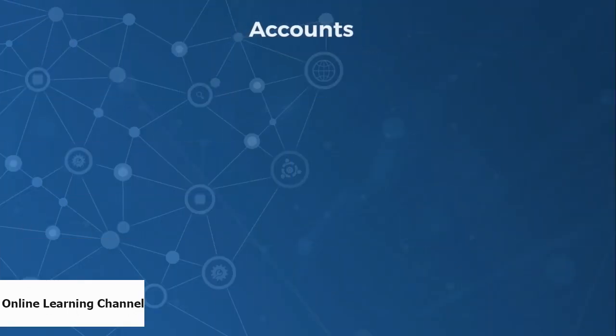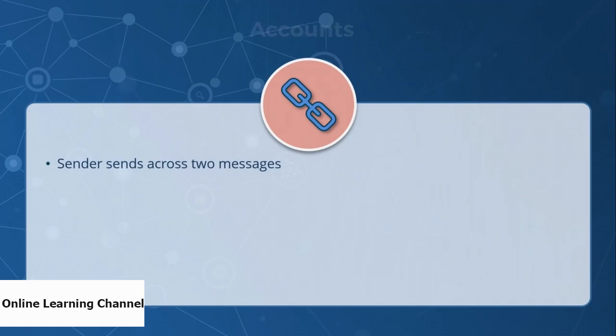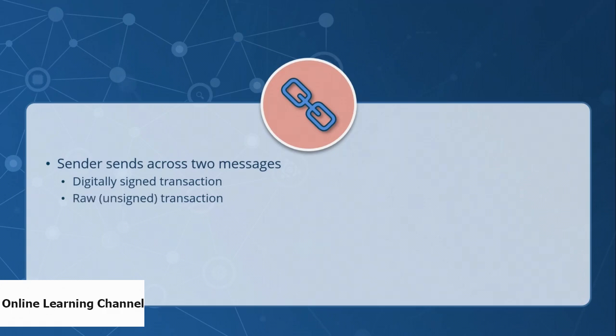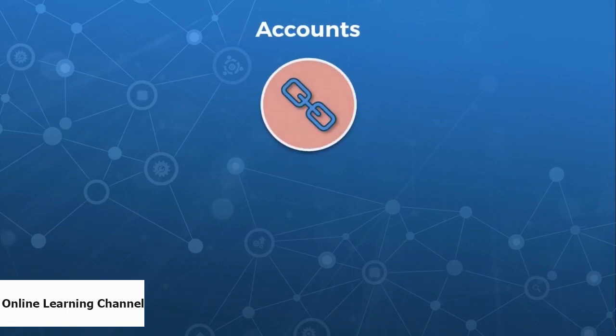But how exactly does that work? Well, when any sender invokes a transaction in the Ethereum network, they are sending across not one, but two messages. One of these is the digitally signed version of the transaction body. So this is where the transaction contents have been taken and then encrypted using the sender's private key. The other message which is sent across is the raw version of the transaction body, one that has not been signed. The purpose of sending across the digitally signed message along with its raw contents serves these three purposes.